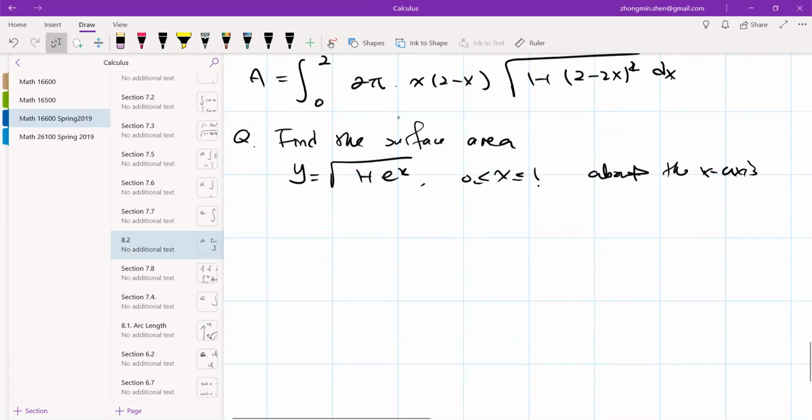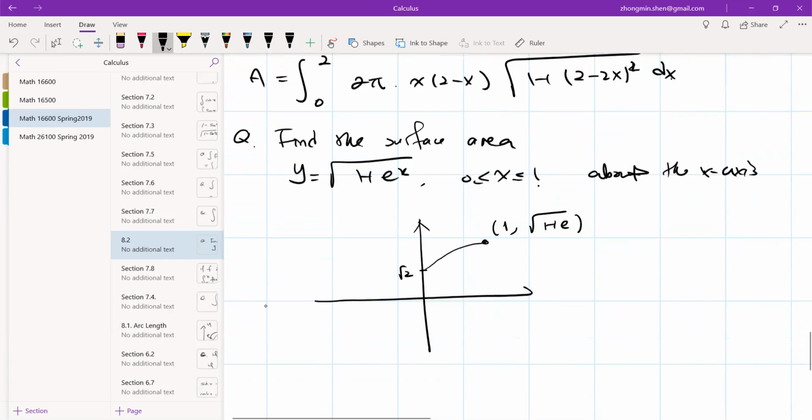So let's take a look at the picture. When x equals 0, y is going to be square root 2. When x increases to 1, I think this will be the curve. Here is 1, square root of 1 plus e. This is 0 and the square root of 2. So the rotation is about the x-axis.